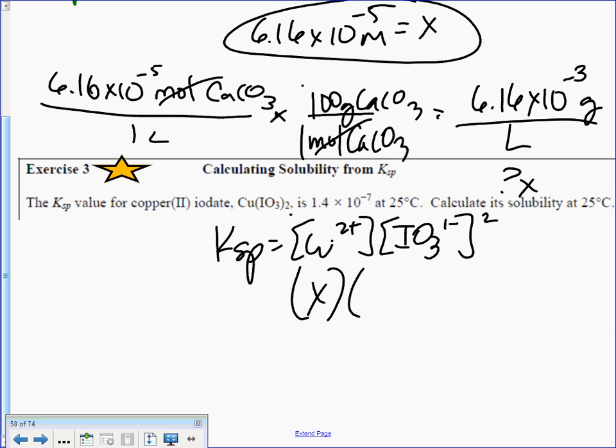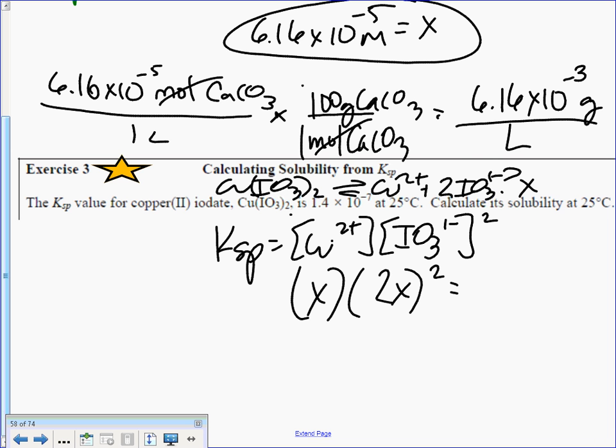That's what I like to write out. Sometimes we skimp on that, but I don't want you to just trust your brain all the time. I want you to prove it to yourself. So there's copper, and then there's 2 iodates, and so that's going to make 2 X's. That's why 2X goes in here. But some of us can just go straight to the chase and get it done. Simplify that for me.